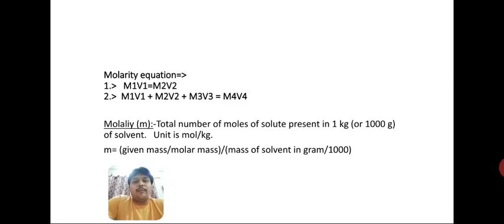Students, suppose there is a question: a 5 molar 500 ml solution is diluted to 1 liter, right? Then what is the concentration of the final solution? So initially its molarity is 5 and its volume is 500 ml, and after dilution the volume changes to 1 liter, then what is its concentration? In that situation we use the first equation, right? The first molarity is m1, first volume is v1, second volume is v2, and second molarity is m2, right?